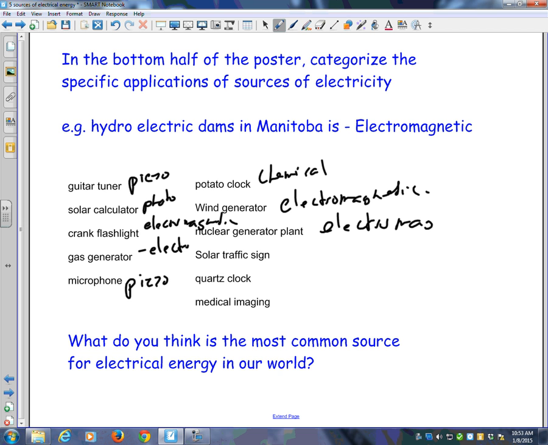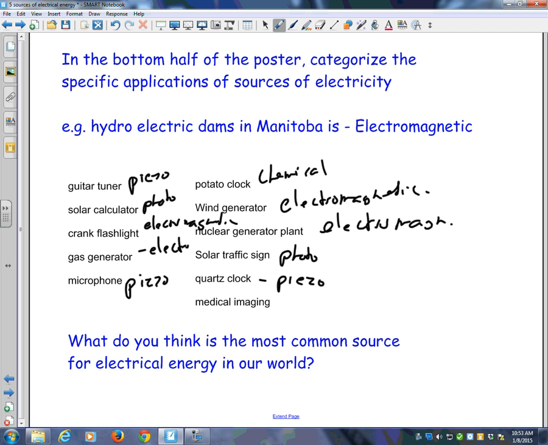Electromagnetic. Photo. Solar traffic sign. Photo. You see them all the time. Your speed is, right? There's a solar panel. Doesn't have to be plugged in at all. Quartz clock. Piezo. Quartz is a crystal.